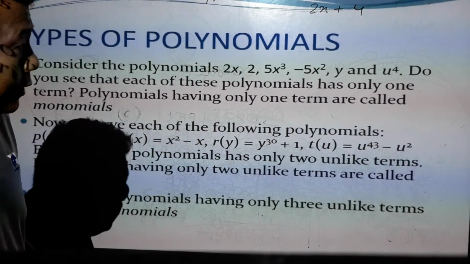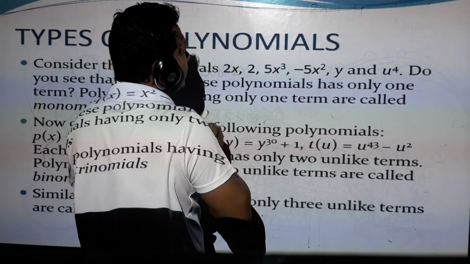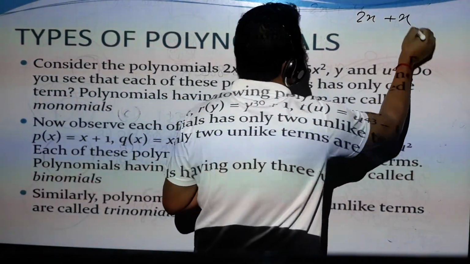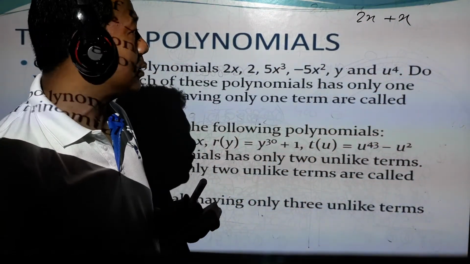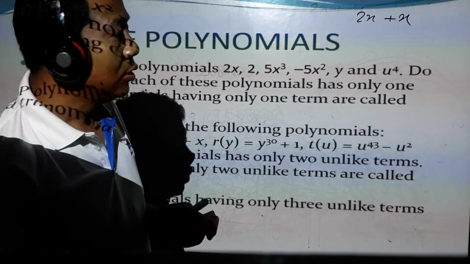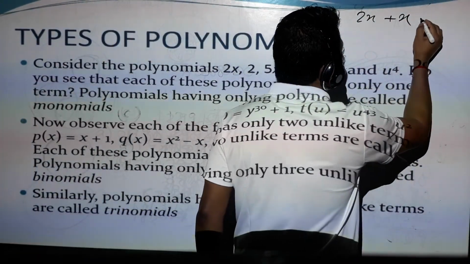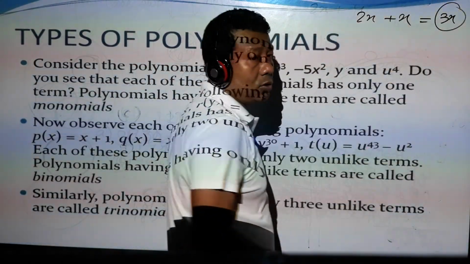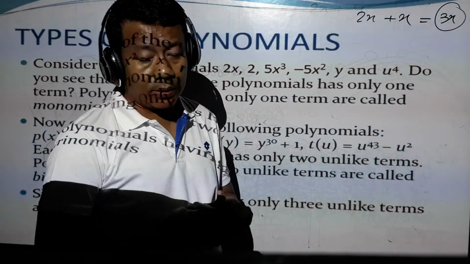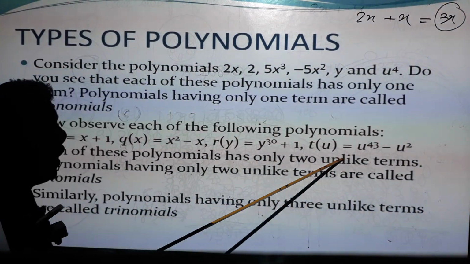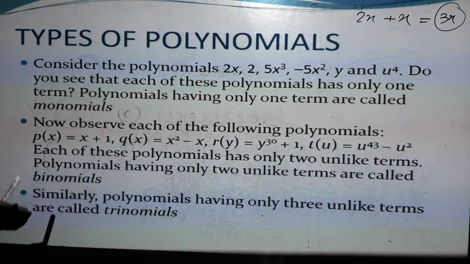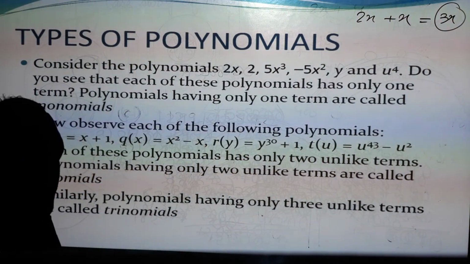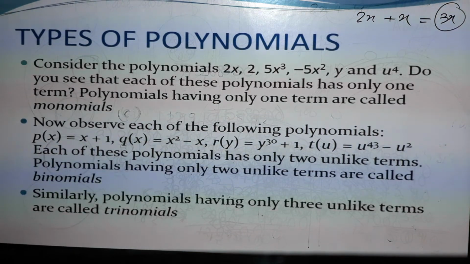For example, if I give you 2x plus x, of course there are 2 terms, but this is not a binomial because they are like terms. You can add them, and when you add you will get 3x, having a single term. So it becomes a monomial. This is not a binomial, so the terms should be unlike terms. Similarly, when you have a polynomial having 3 unlike terms, that polynomial will be called a trinomial.